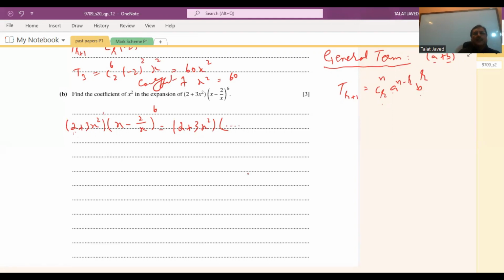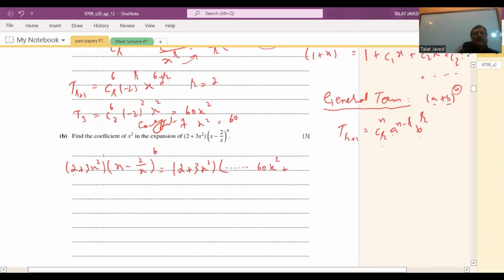In part 1, we have found 60x square, plus another term we need which is independent of x. So we can see from here what should be r to get the independent term. r should be 3, since 6 minus 6 will be 0. So if r is equal to 3, this will be the fourth term.